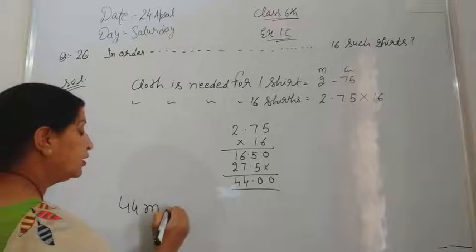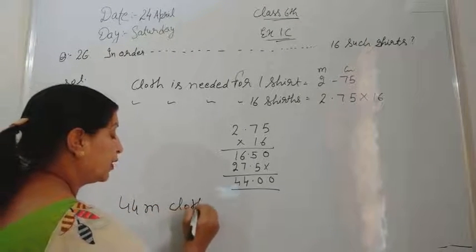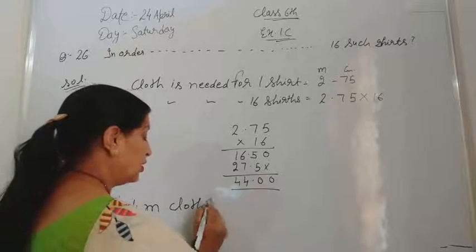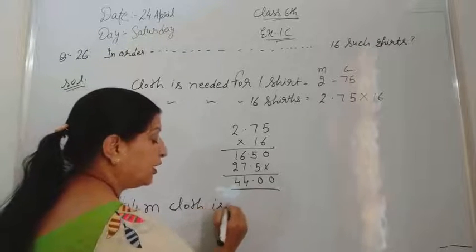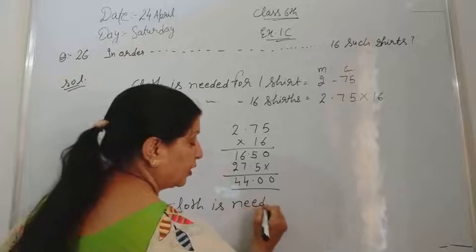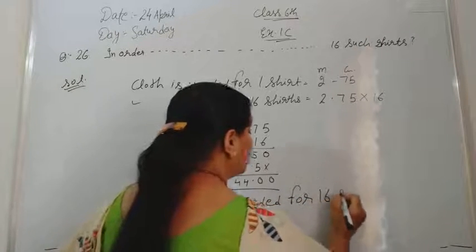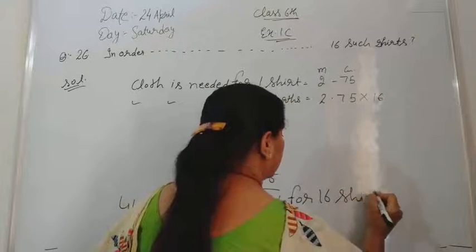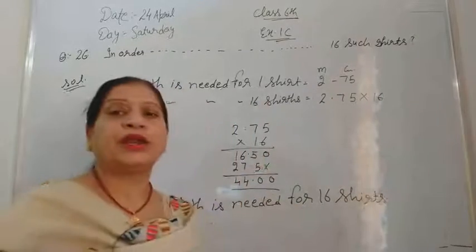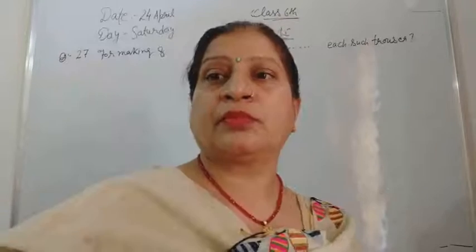44 meter cloth is needed for 16 shirts. Clear this one? Now we start our next question.